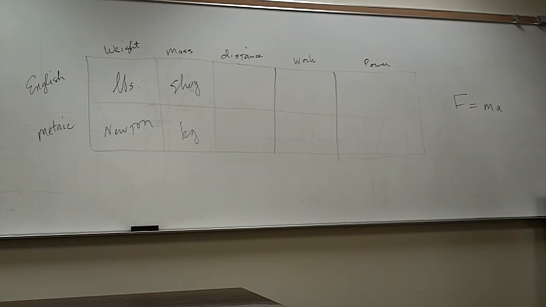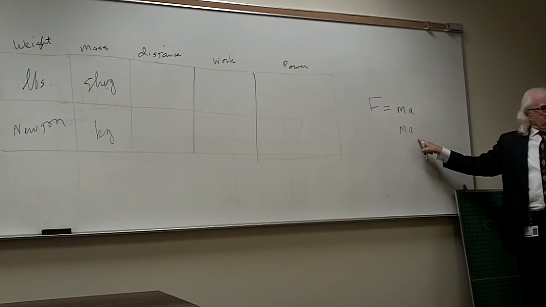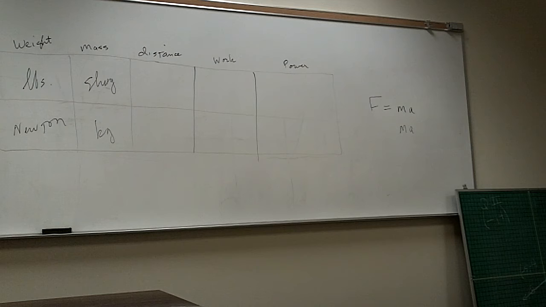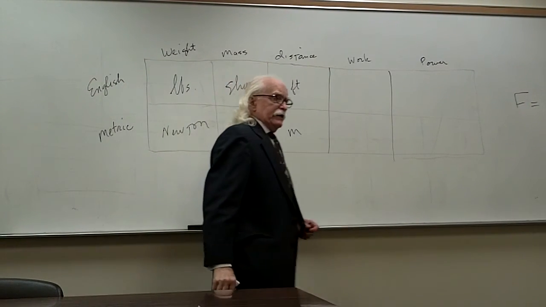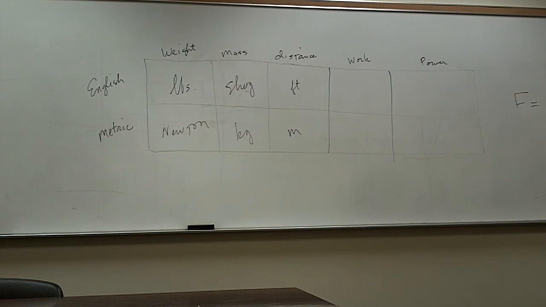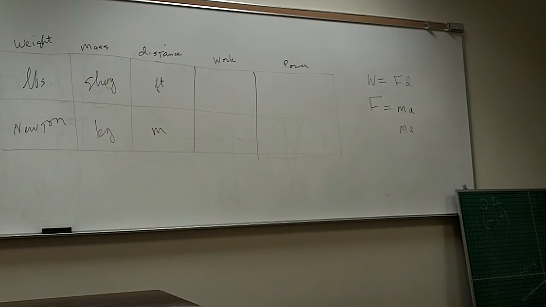How do you get a Newton? It is the same way, mass times acceleration. Kilogram meters per second squared is a Newton. Don't you forget that. We measure distance in feet, and this is meters. Work is defined in all systems as being what? Hard. It is force times distance, provided that the force and the distance are in the same direction.